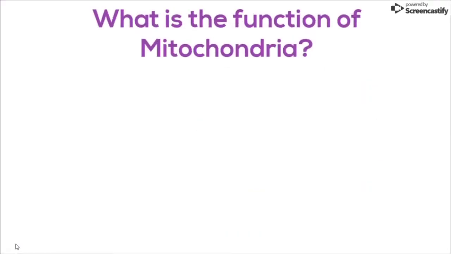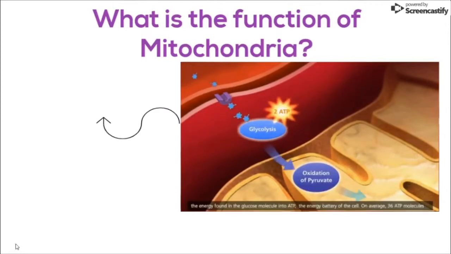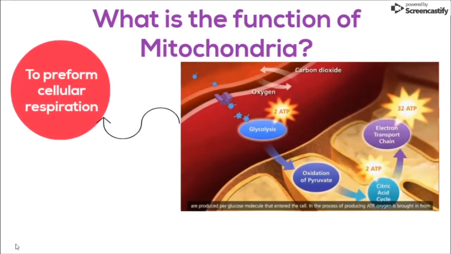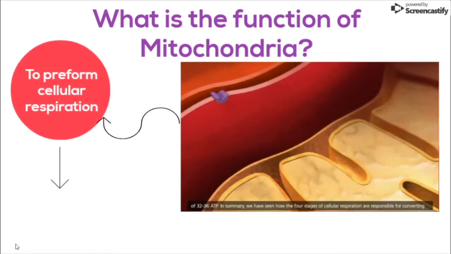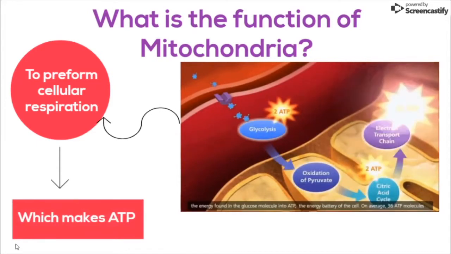Second, let's talk about the function of mitochondria. The main function is to perform cellular respiration, which takes nutrients from the cell, breaks them down, and turns them into energy, or ATP, which is then used to perform many other functions in the cell.